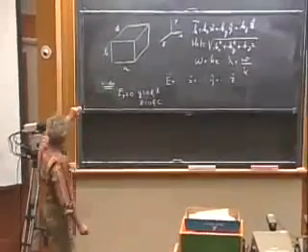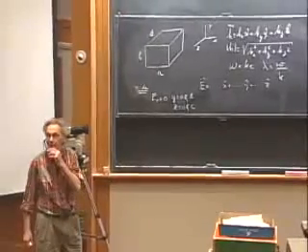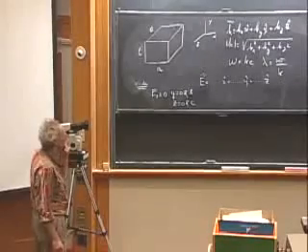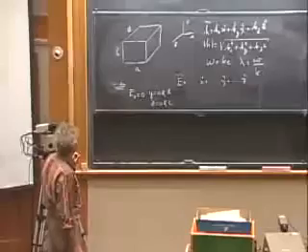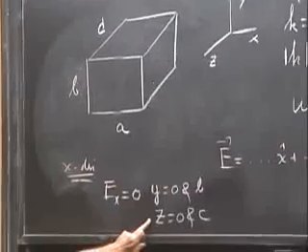The z direction is c, the x direction is a, and the y direction is b. B is in the y direction. Oh, yeah. So we have a boundary condition in the y direction and a boundary condition in the z direction.